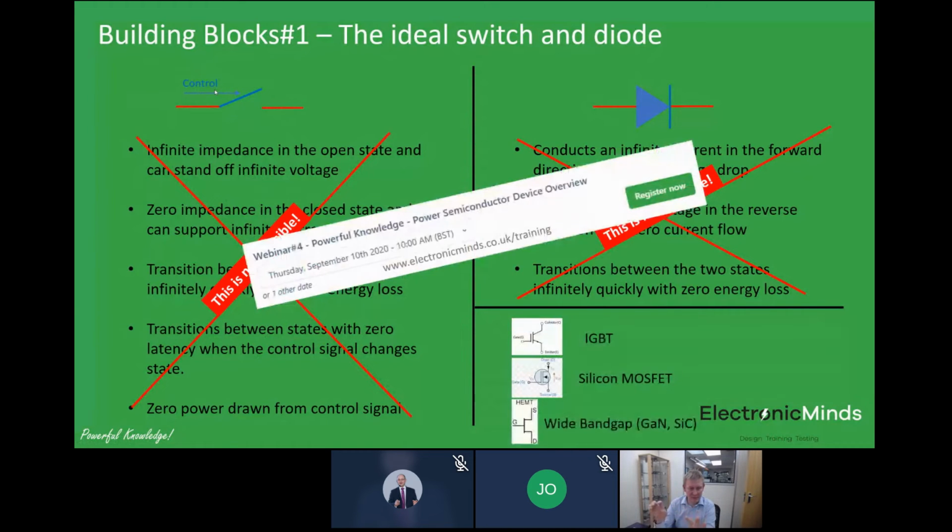I won't go into too much more detail other than to say in our 4th webinar of this series, I'm going to be talking all about different power semiconductors, and the main focus is going to be on explaining how some of the common devices like IGBTs, silicon MOSFETs, or wide bandgap gallium nitride and silicon carbide devices differ from that idealized model, and how you therefore have to manage their behaviors in a real system.